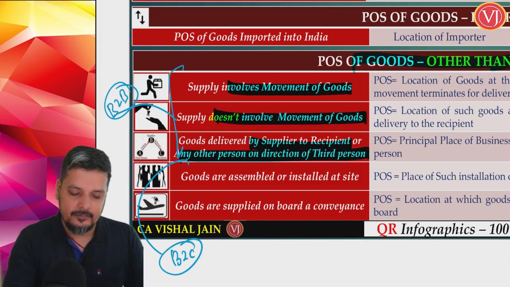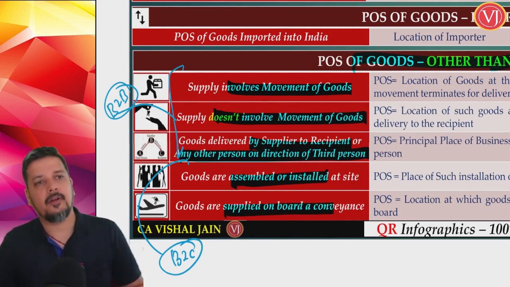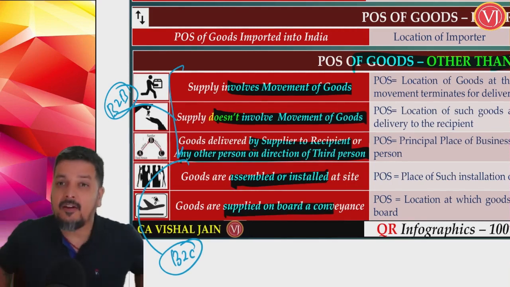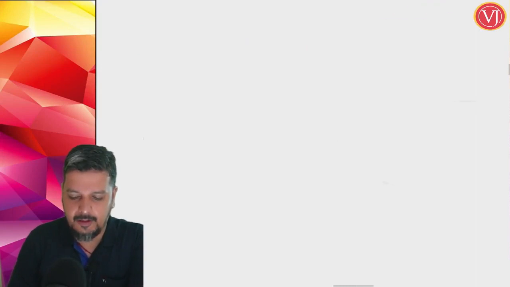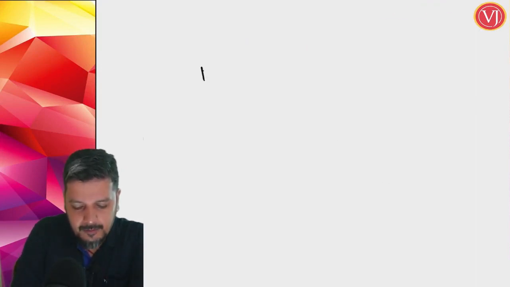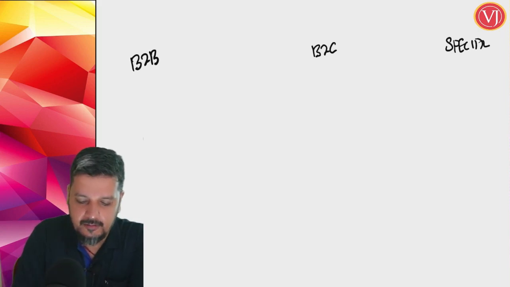Then next is goods are assembled or installed at site, special cases, or goods are supplied on board a conveyance. These are all special cases. We'll give this in a simple manner. First, we'll split that into B2B and B2C, then special.